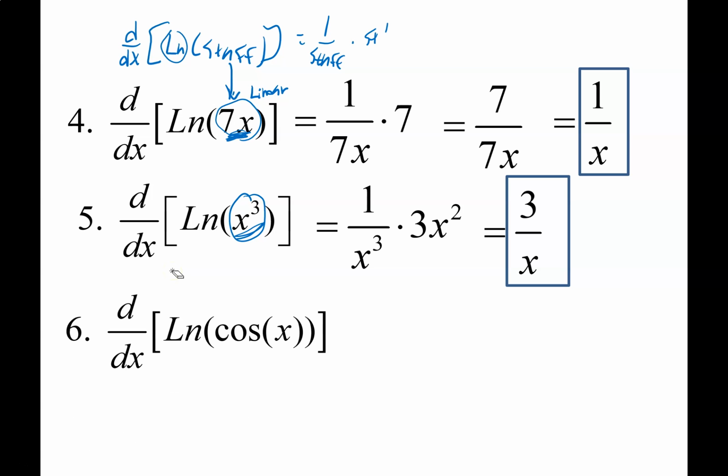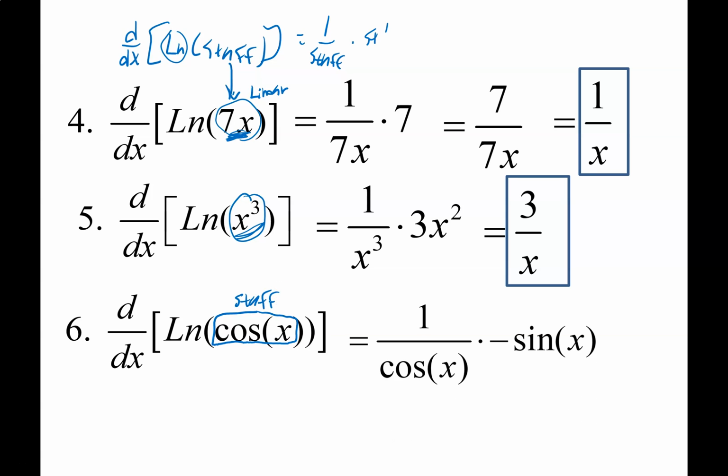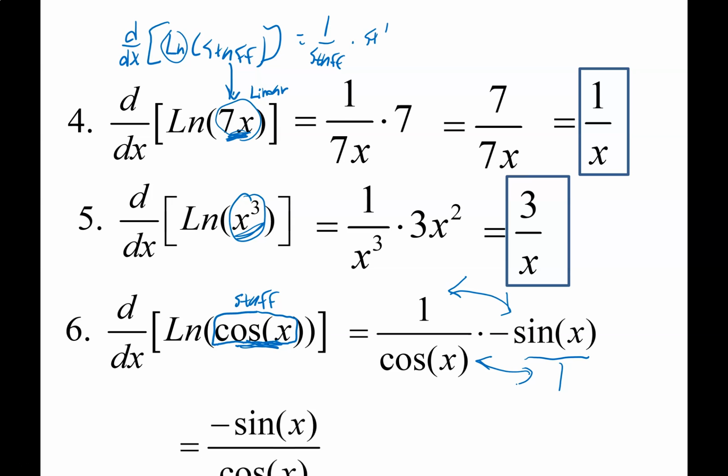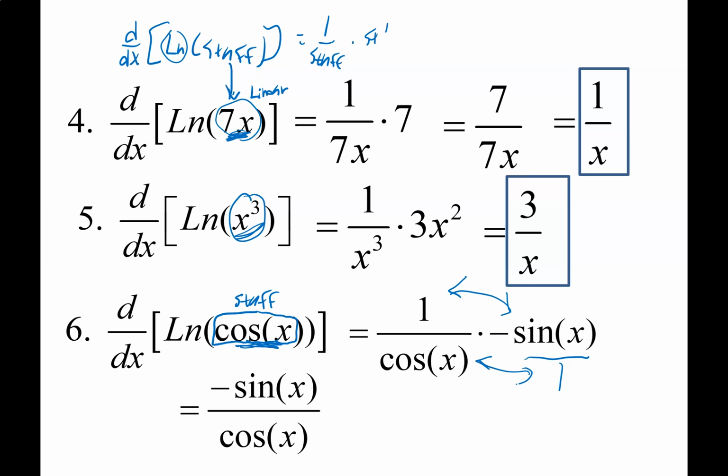Take a nasty one here. Again, cosine x is my stuff. So hopefully you remember the derivative of your trig. I take 1 over my stuff, or 1 over the cosine, then multiply it by the stuff prime. And yes, the derivative of cosine is negative sine. Now if I put that over 1, top times top, bottom times bottom, I get negative sine over cosine.